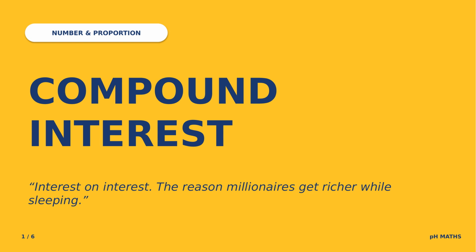Today's explainer is compound interest. Interest on interest. The reason millionaires get richer while they sleep. By the end of this video, you'll know the exact formula, why simple interest is linear and compound is exponential, and how to apply it clearly with no second guessing.